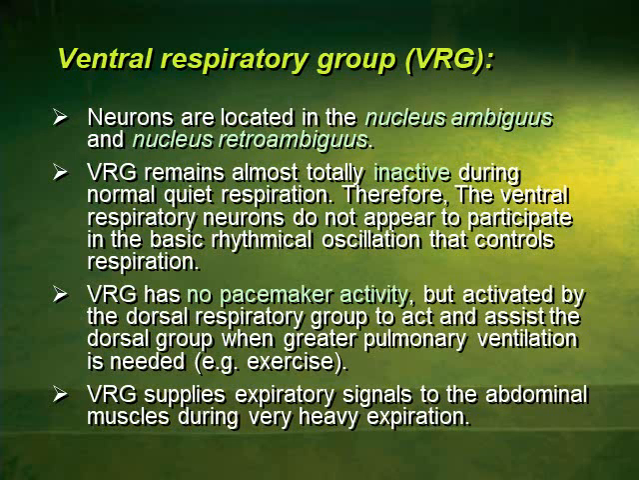And the superactivation of the dorsal respiratory group will also activate the ventral group, and now the ventral group will start to operate to help and assist the dorsal group when a greater pulmonary ventilation is needed. It will help in the expiration function. The ventral respiratory group supplies the expiratory signals to the abdominal muscles during very heavy expiration.